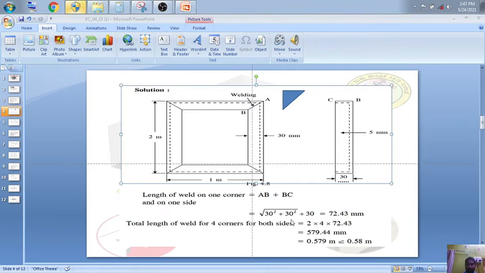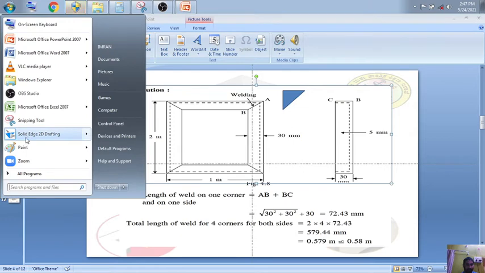So 30 square plus 30 square, plus 30 is this bottom side, that is the CB length. So 42.43 will come, this hypotenuse side will come as 42.43. You can see from the calculator.